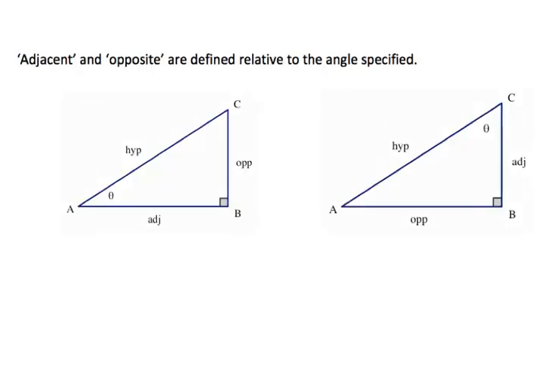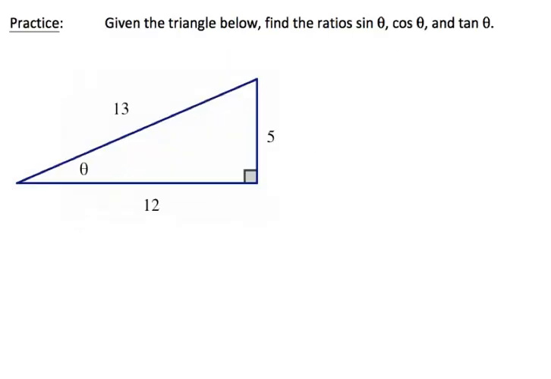Now, adjacent and opposite, as we just looked at, are defined relative to the angle specified. So this is the same picture that we just saw. If this angle in the bottom left is theta, then side BC is opposite and side AB is adjacent. But if we move theta up into angle C, then side AB becomes opposite and side BC becomes the adjacent. So just something to remember from your previous studies. Hypotenuse will always be the same.